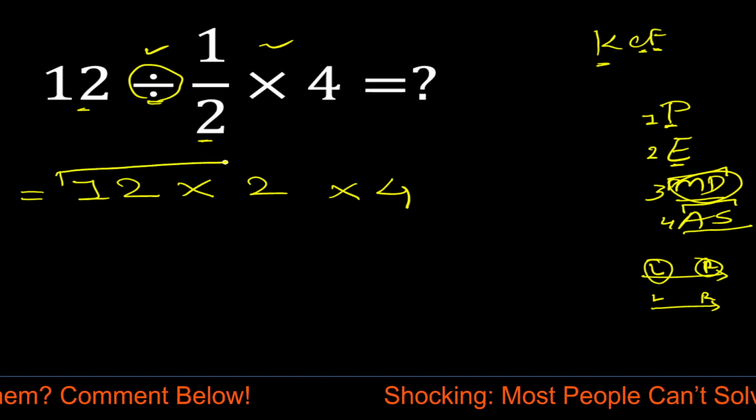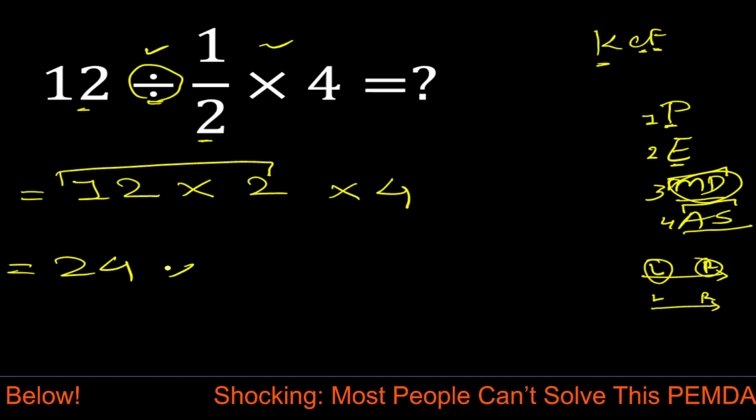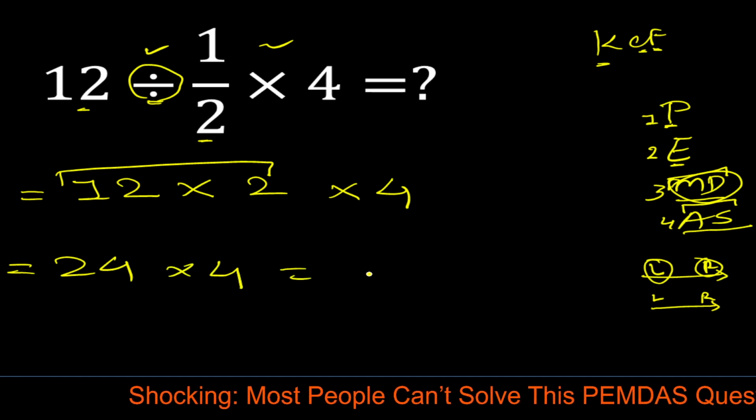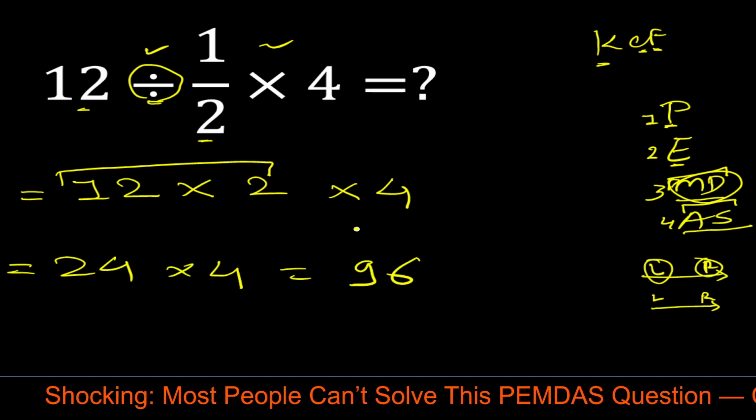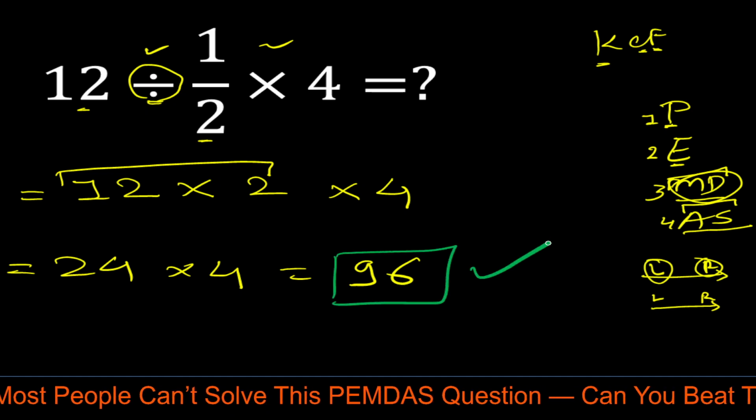Now 12 times 2 is equal to 24, times 4, right? So 24 times 4 is equal to 96. So the correct answer is 96, right?